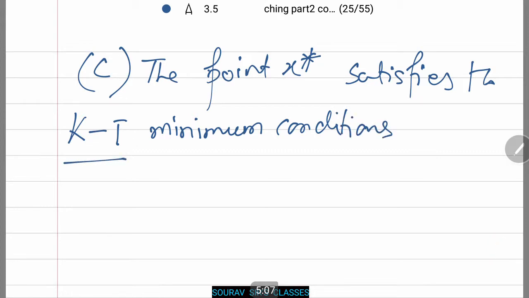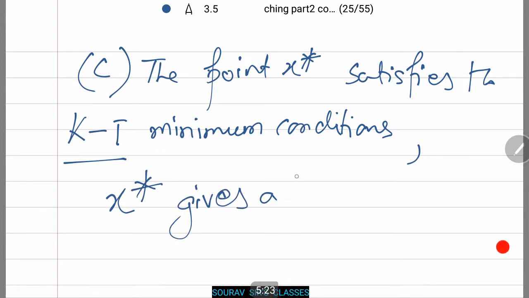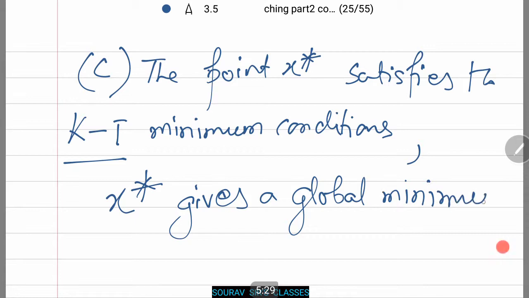KT over here means Kuhn-Tucker. I have written it in short, you can always write it in full sentences. Then after that we have to write: if x star gives a global minimum of C. And there you have it.